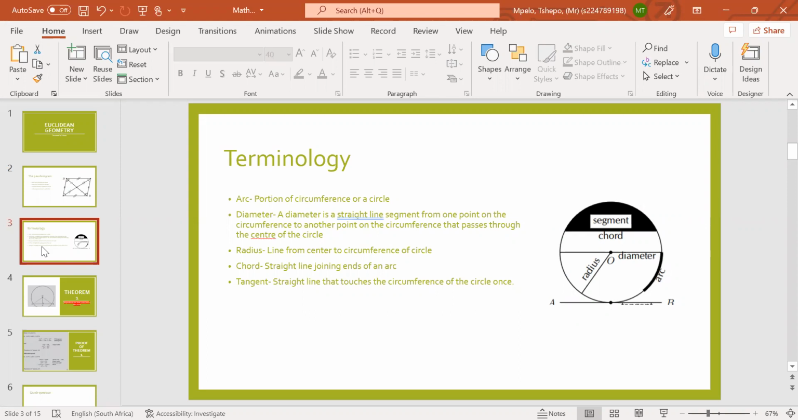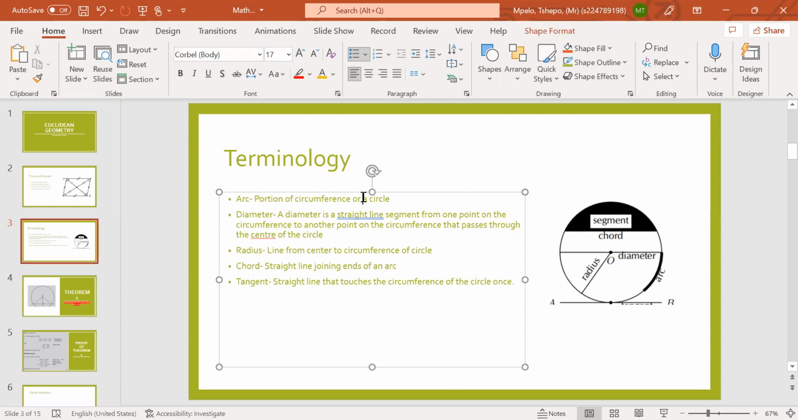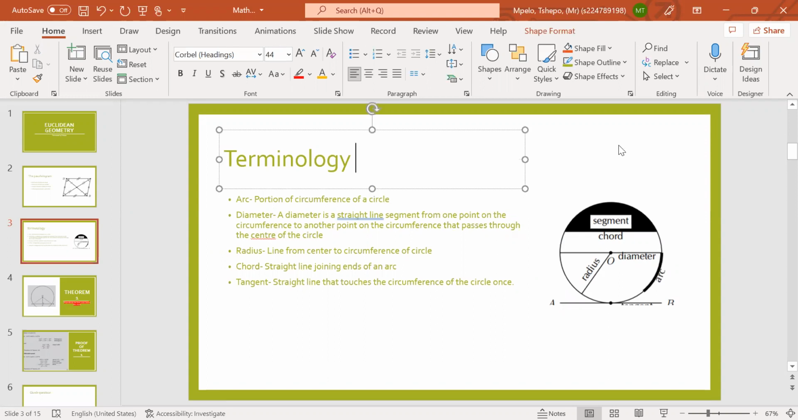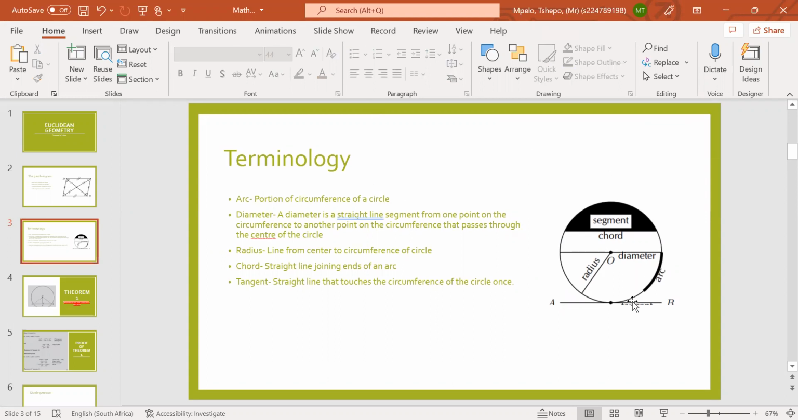Now, the first thing is an arc. I'm sure an arc, you know it. In this case, an arc can be any portion of the circumference of a circle. Any portion of a circumference of a circle, that's what you call an arc. I've demonstrated it. That's your arc there.